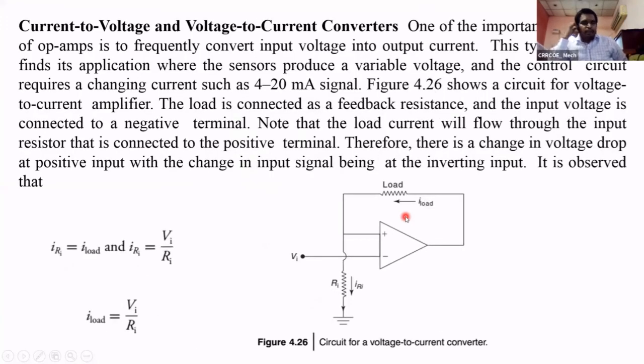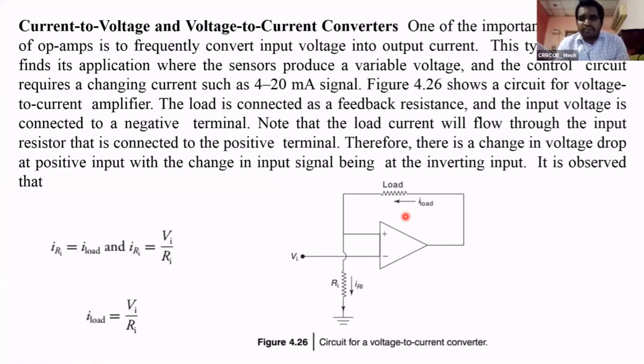Okay, next one is current to voltage and voltage to current converters. We need two more devices, that is current to voltage converter and voltage to current converter. In so many applications, we need to convert the voltage into current, and in certain cases we need to convert the current into voltage.